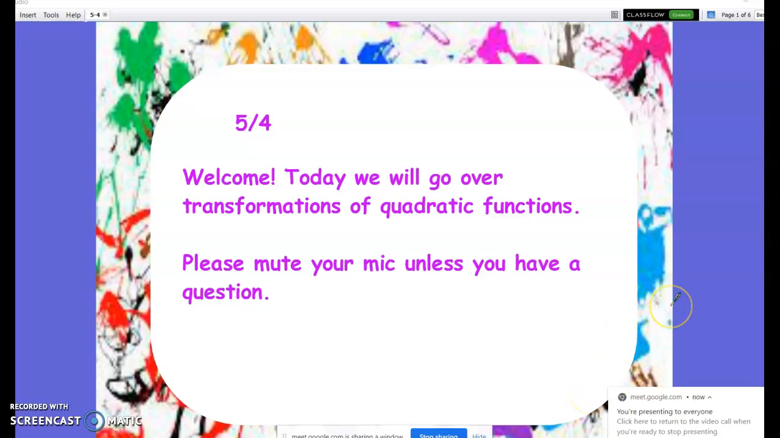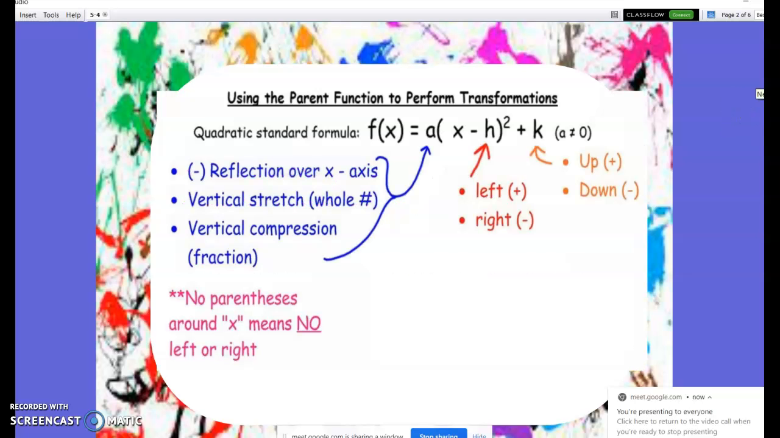All right, today we're going to go over transformations of quadratic functions. On this second slide right here, I would either jot down a few notes or take a screenshot of this slide. I will also be sharing the video, so if you don't have time to write it all down. These are the basic rules for transformations.